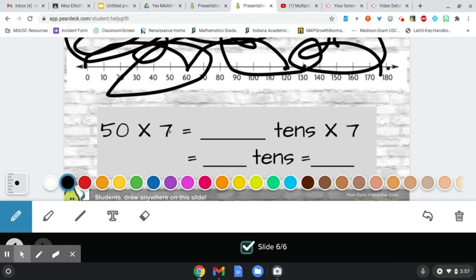So we have 50 times 7 is equal to how many tens times 7? So it says 50. So I know that that means 5 tens. And that means if I have 5 sets of 10, I can do 5 times 7 to get 35 tens. And what is 35 tens equal to? Go ahead and draw it out if you need to, or you can simply do 35 and add a 0, and you should have 350.